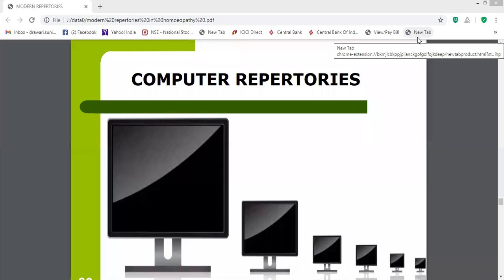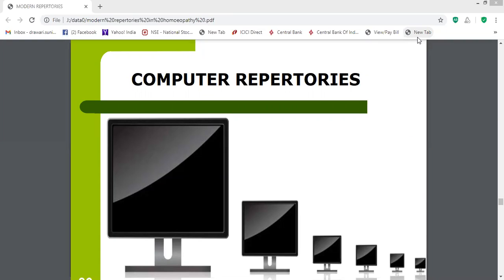Good morning, everyone. From today, we will start with a new topic, that is computer repertories. In computer repertories, many repertories are important, and there are many times long questions on these computer repertories, as well as short notes, short 10 mark questions, also asked in previous university examinations.